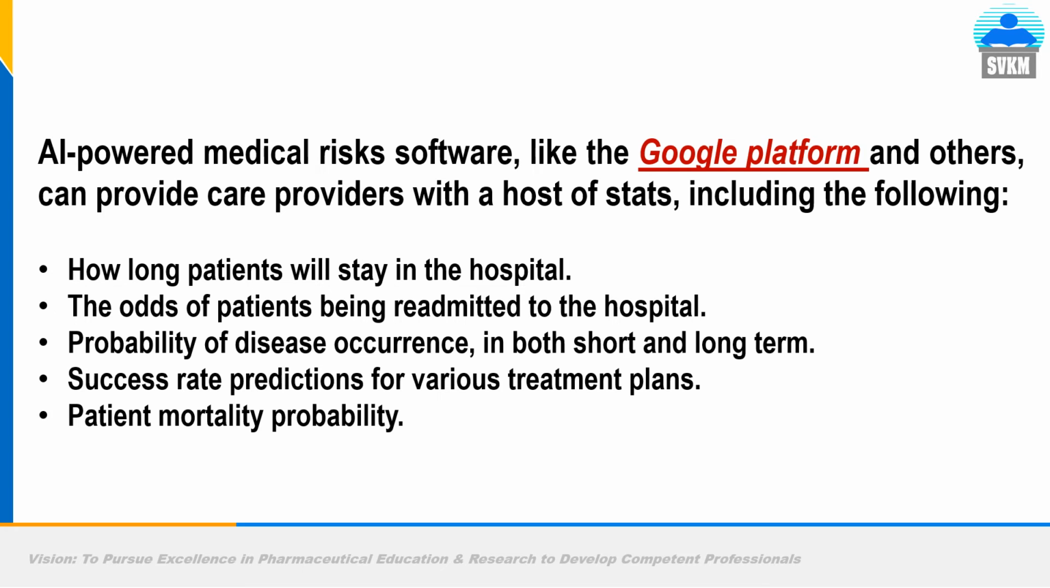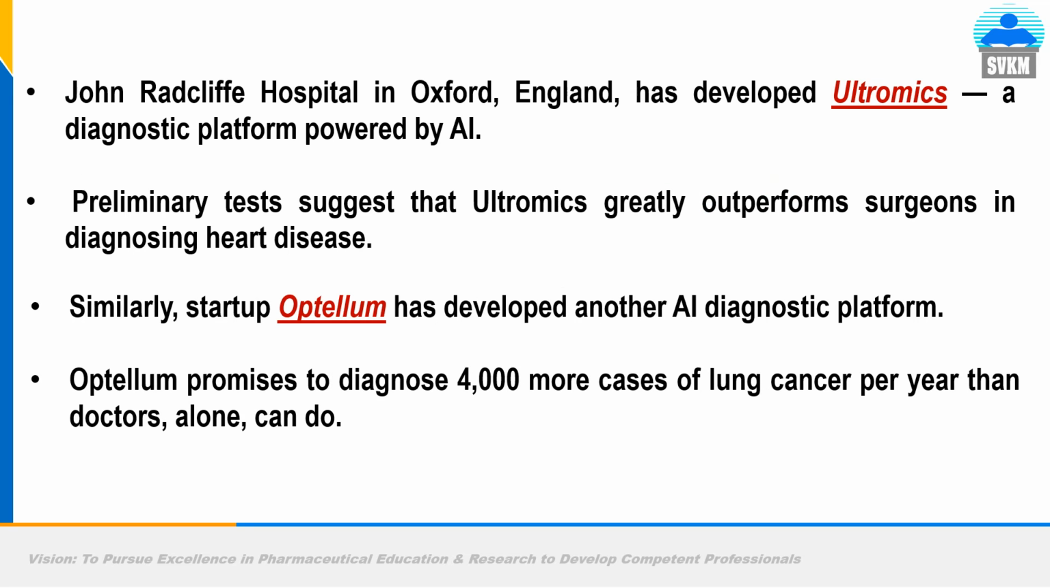AI powered medical risk software like the Google platform and others can provide care providers with a host of statistics, including: how long a patient will stay in the hospital, the odds of patients being readmitted, probability of disease occurrence in both short and long term, success rate predictions for various treatment plans, patient mortality and probability. All this requires a huge amount of data to train machine learning models.